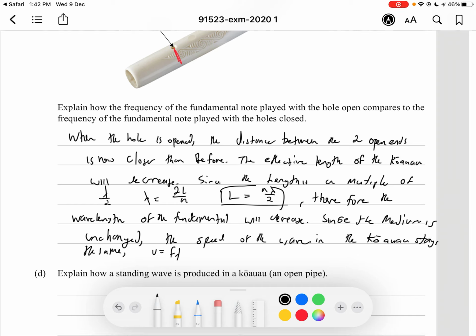So v equals f lambda, we can say that f is inversely proportional to lambda, therefore frequency will decrease. Oh, sorry, wavelength decrease, so the frequency of the fundamental will increase, my bad. Frequency of the fundamental will increase, okay.